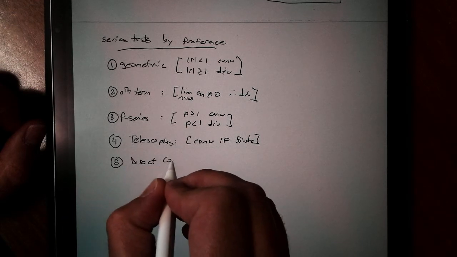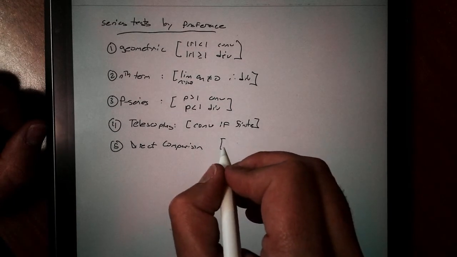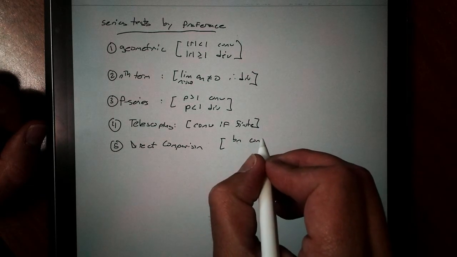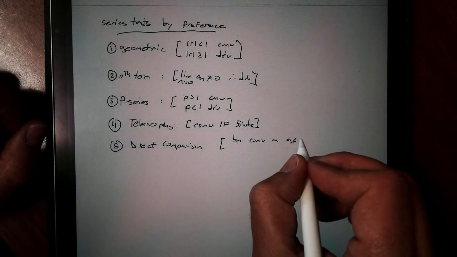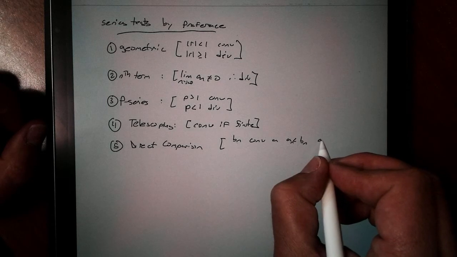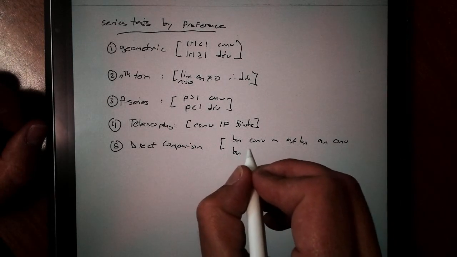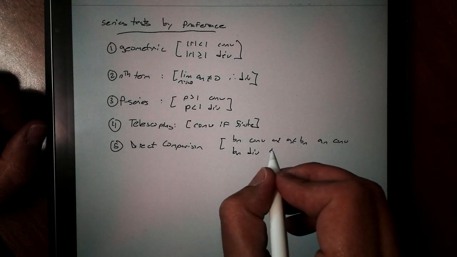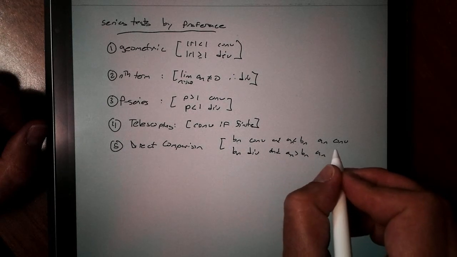We talked about this the other day. Comparison. And that just says if b sub n converges and the original a sub n is less than b sub n, then a sub n converges. If b sub n diverges and a sub n is greater than b sub n, then a sub n diverges.